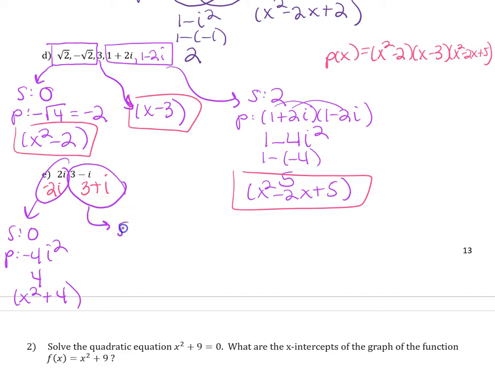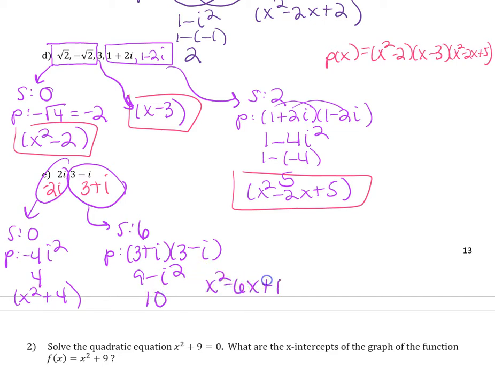Okay, over here the sum would be 6, because the i's would cancel out. Product, 3 plus i, 3 minus i, is 9 minus i squared, which is 9 minus a negative 1, which then goes to plus 1, which is 10. So x squared minus 6x plus 10, because it's minus the sum times x plus the product, would give you the solutions of 3 minus i and 3 plus i.